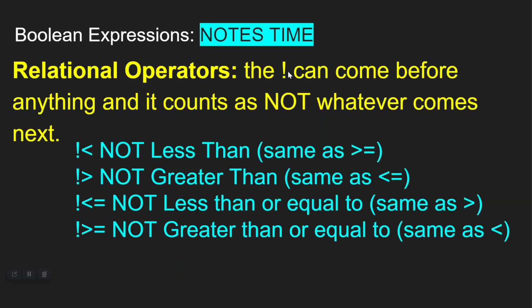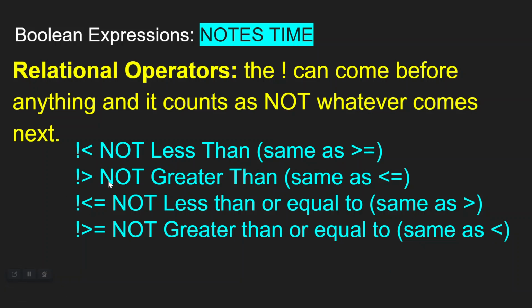Now we can also add the not sign in front of just about anything. So not less than is the same thing as greater than or equal to. Not greater than is the same thing as less than or equal to. Not less than or equal to is the same thing as greater than. And then not greater than or equal to is the same thing as less than.